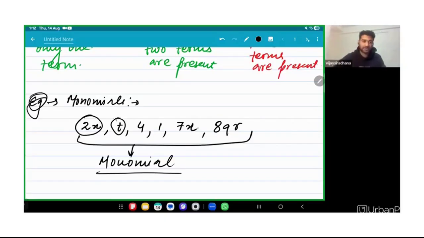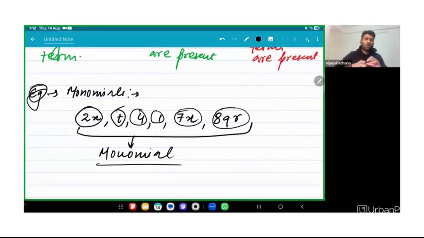This is the second question, which is t. There is only one term. What about 4? 4 is also a single term. 1 is a single term, 7x and 8qr. So these are all examples of the monomial. Why? Because all these expressions, all these terms, are not separated by any operation. There is no addition, no subtraction in between.